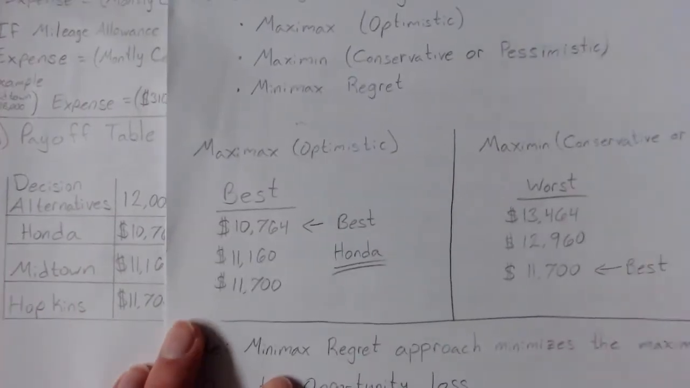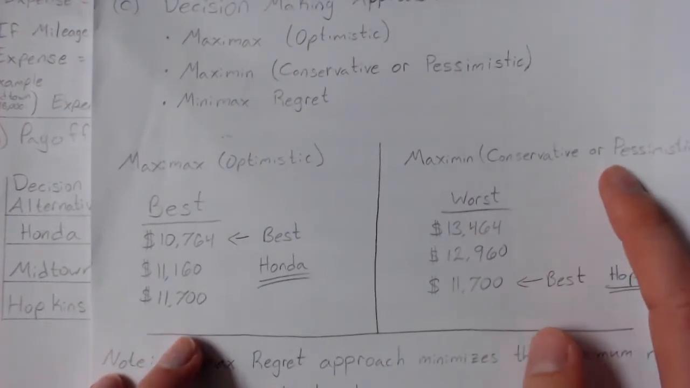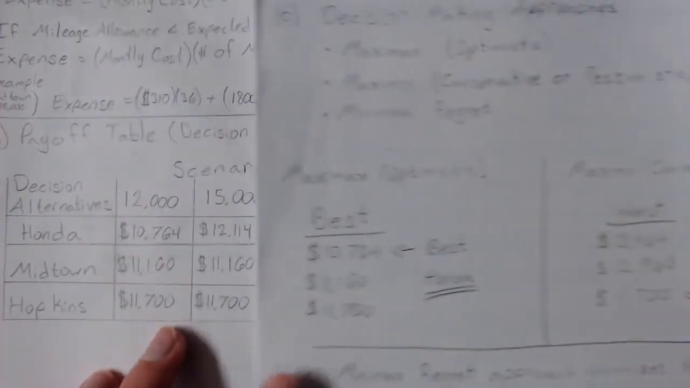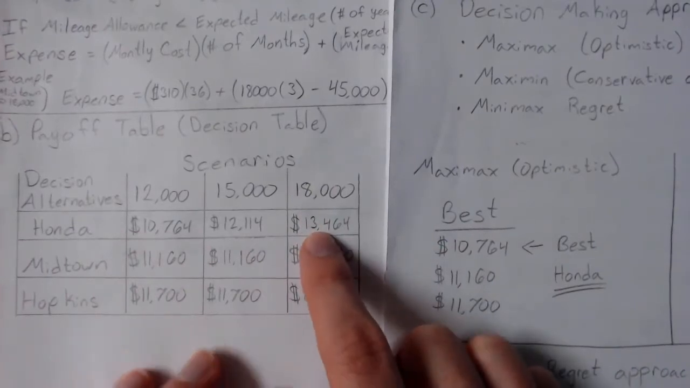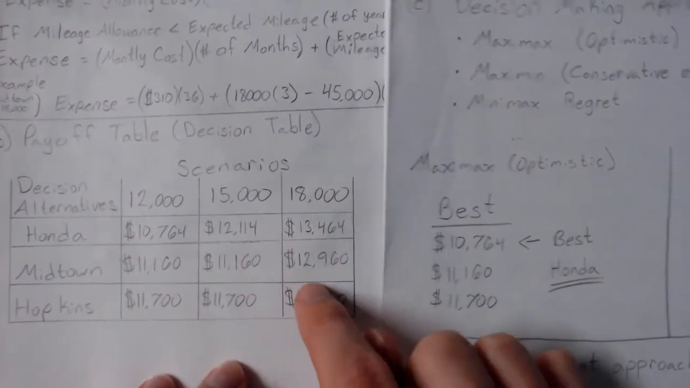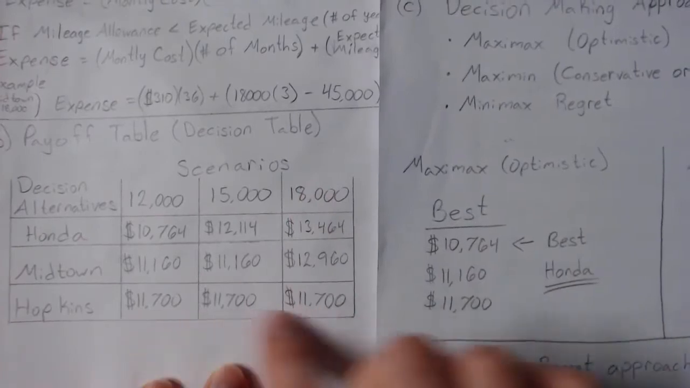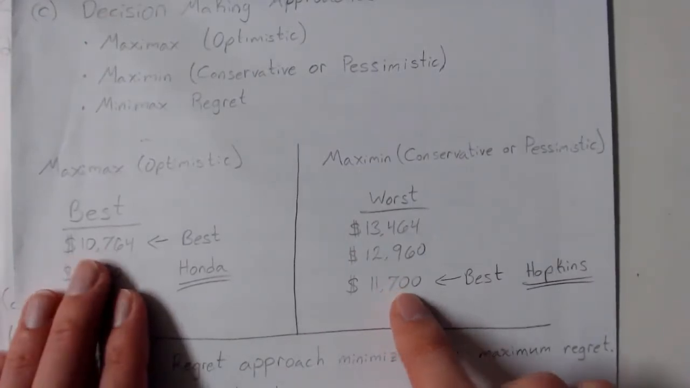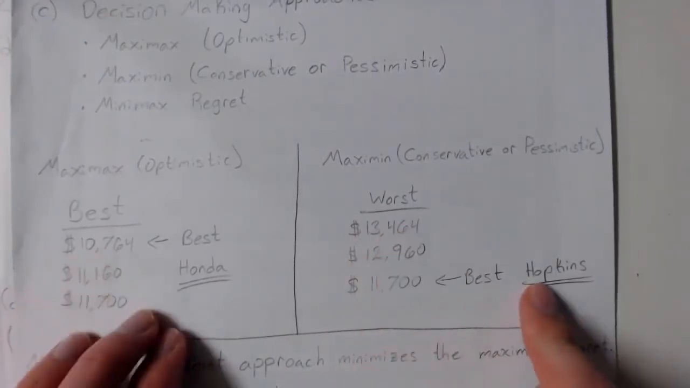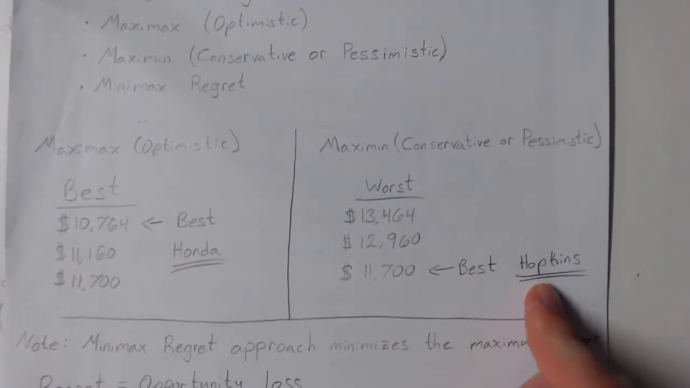Now for the Maximin, this is the pessimistic. That means worst case scenario. Worst case scenario out of all these, you pay the maximum. 18,000 miles, 18,000 miles, and any of those. You can see those values here. And then we're taking the best value, the least expensive, and this one's Hopkins.